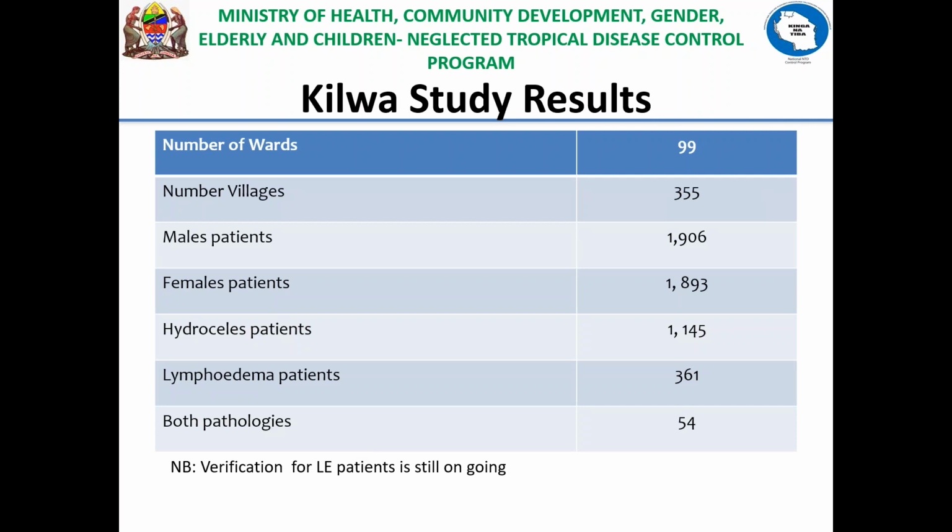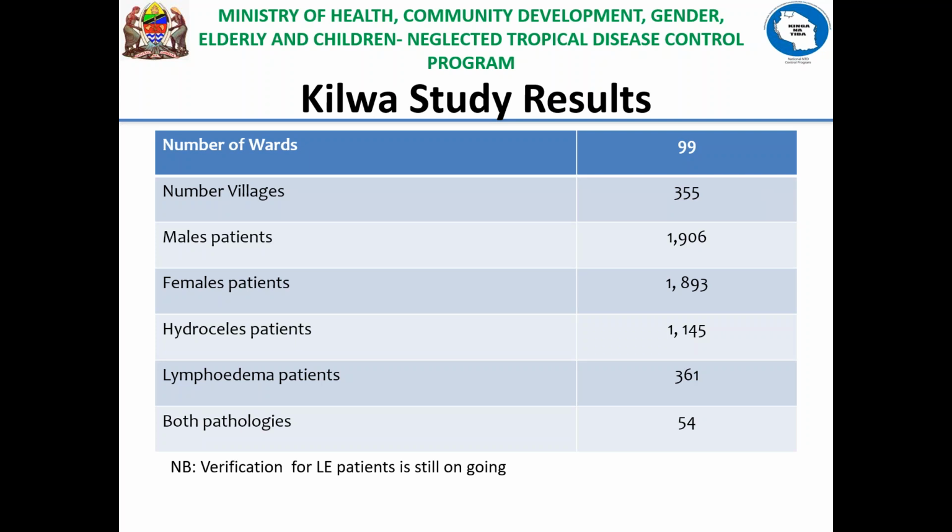Prior to the results, the community health workers transmitted the data to the frontline health workers the same way as it was done in the Dar es Salaam study, and thereafter we compiled the data at the district level and came out with the following results. All wards were visited. Kilwa has 99 wards, and all of them were visited, and all of the villages were visited.